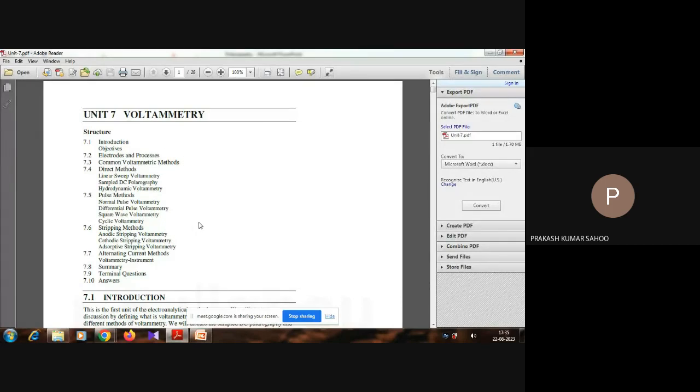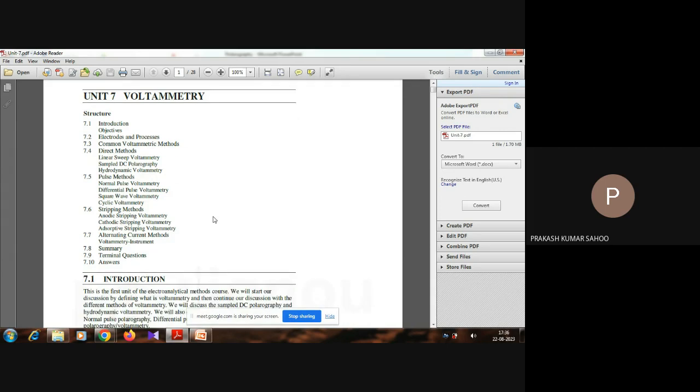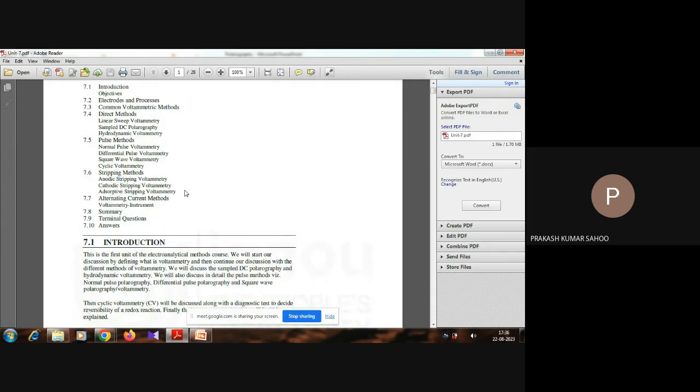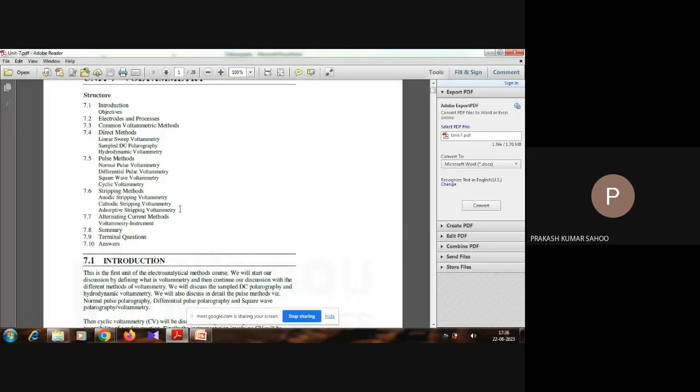part we will have some objectives followed by electrode and its processes, and different type of voltammetric methods such as direct method, linear sweep voltammetry, sampled DC polarography, SDCP, hydrodynamic voltammetry, HDV, and we have some pulse methods like normal pulse method, differential pulse voltammetry, square wave voltammetry, cyclic voltammetry, stripping methods, anodic stripping voltammetry, cathodic stripping voltammetry, adsorptive stripping voltammetry, then AC methods such as alternating current methods, voltammetry instrumentation, and in the end we have summary.